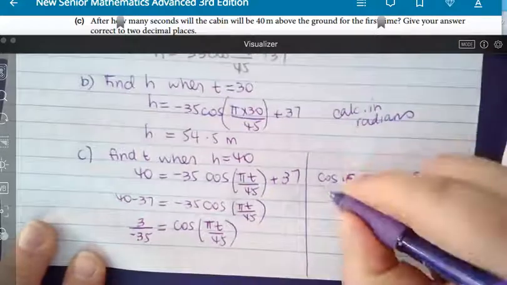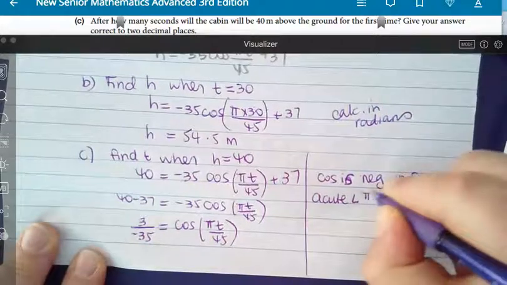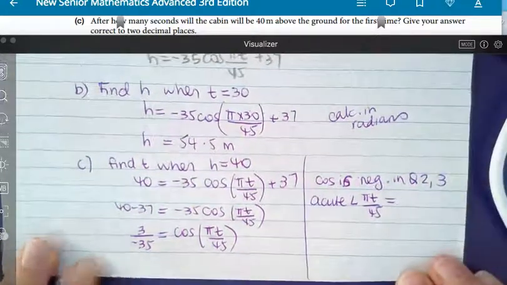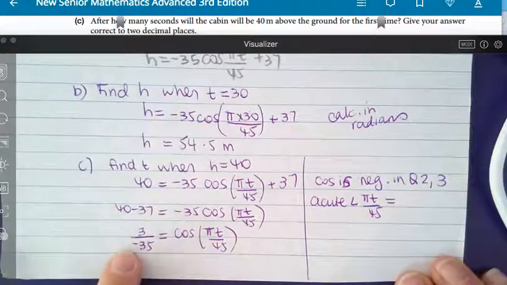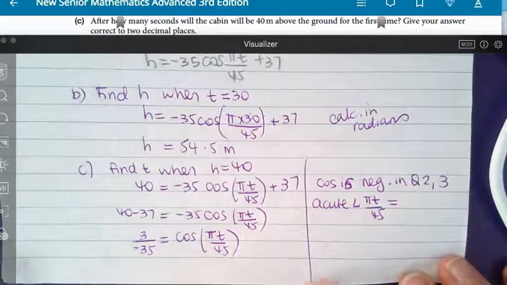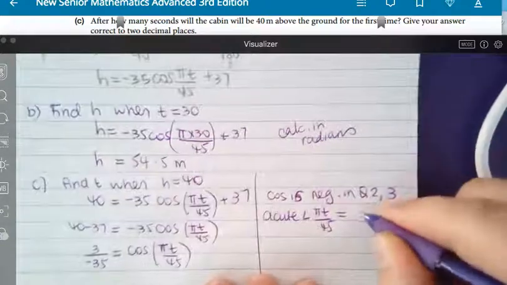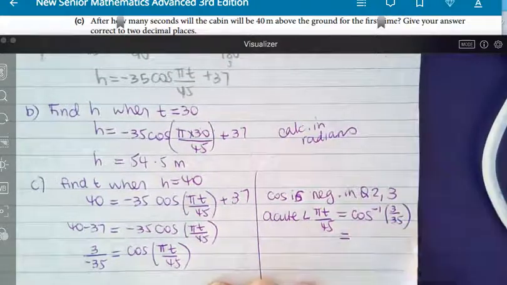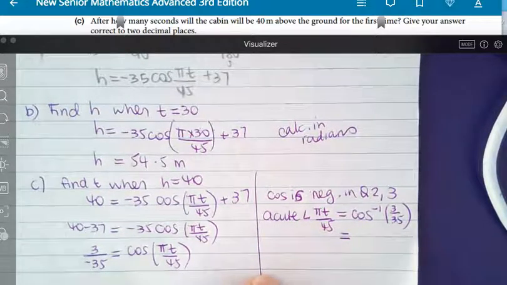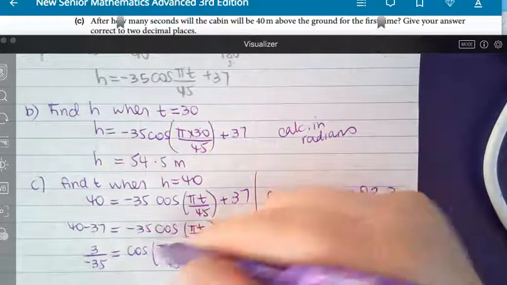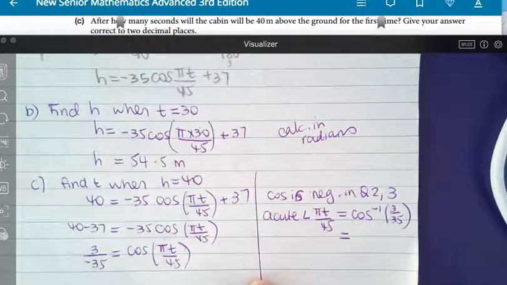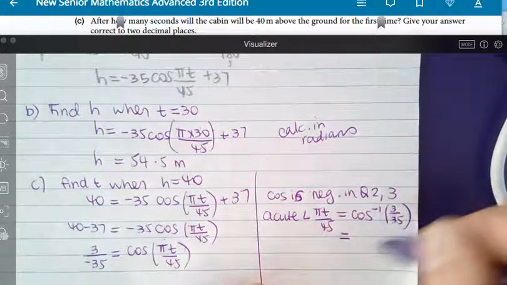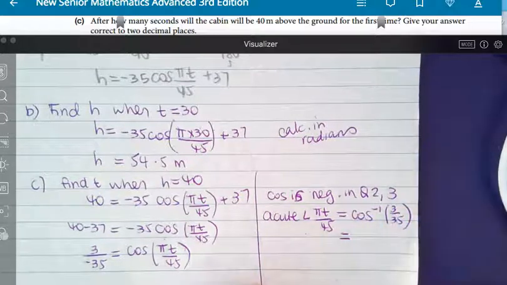All right. Then I do the acute angle, pi t on 45. So I just go cos of what is negative 3. Don't put the negative in. The negative is telling you the quadrants. So you find the acute angle by doing cos to the minus 1 of 3 on 35. Do not put the negative in, please. The negative is for the quadrants. Cos of what is 3 on 35. That's what you enter on your calculator: inverse cos of 3 on 35. It should be quite small. Actually, oh no, it should be big.